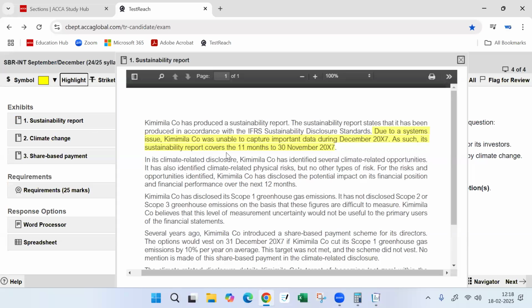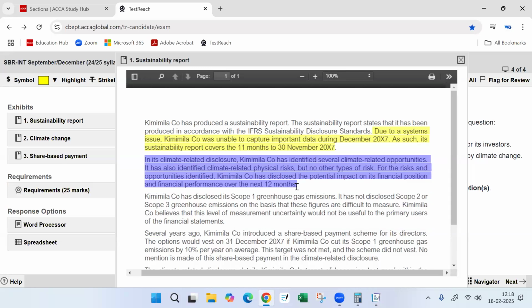In its climate disclosure, Kimimila has identified several climate-related opportunities. It has also identified climate-related physical risk, but no other types of risk. For the risks and opportunities identified, Kimimila has disclosed the potential impact on its financial position and performance over the next months. So there is a problem here.